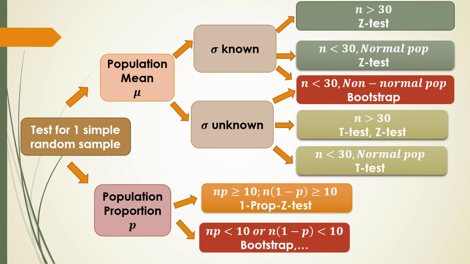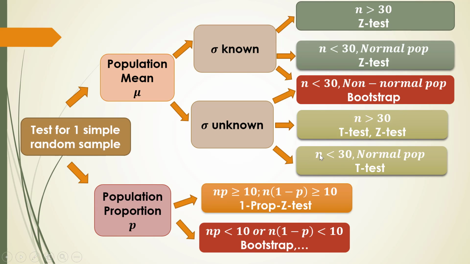If for population mean mu, sigma is unknown, we need to check whether the sample size is at least 30. If the sample size is at least 30, the central limit theorem is applicable and we can use t-test. And remember, when sample size is large, the student t-distribution approaches the standard normal distribution, so z-test is applicable as well, and we can use s as a substitution for sigma.